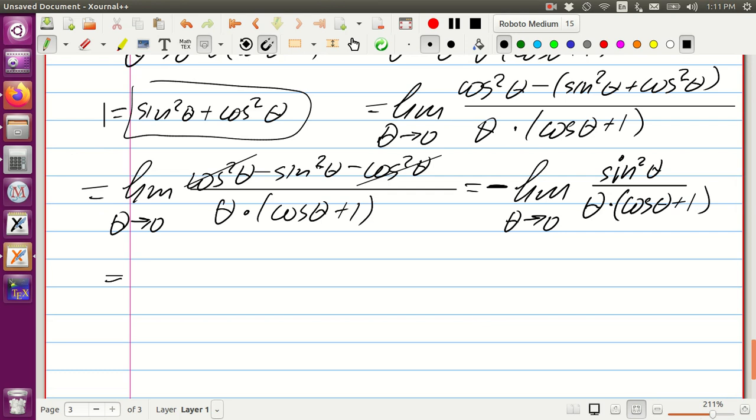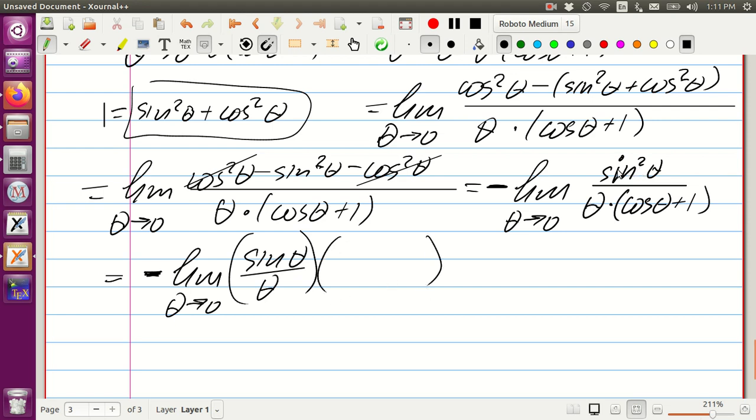Now, a mathematical trick. That's why it's called a hard limit. I'm going to rewrite this quantity in a very special form. I'm going to split sine squared into sine times sine. So the first expression we have is sine of theta over theta, so this theta and one of the sines are used. Then we have one more sine divided by cosine of theta plus 1.